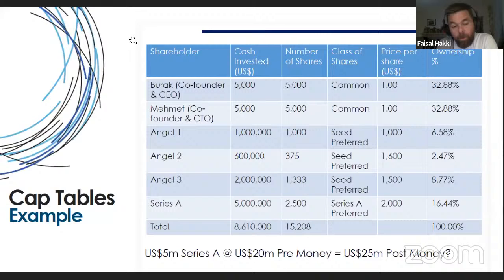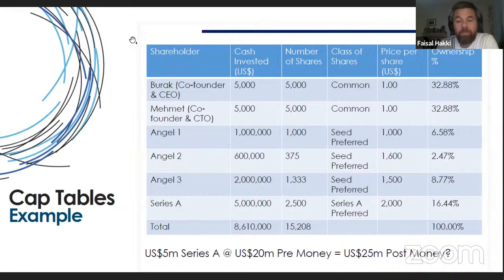Now, bear in mind, most convertible debt is convertible either at an expiry date at the option of the issuer of the convertible debt, or on the occurrence of a qualified financing round. We are assuming that the Series A is a qualified financing round, and all of these convertible notes were part of that round. So again, you look at the cap table, Burak and Mehmet have the same 5,000 shares that they started with. The company now has a total of 15,208 shares.